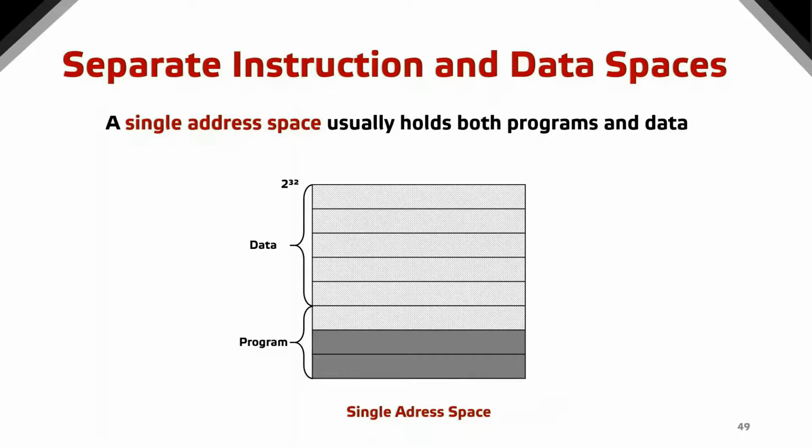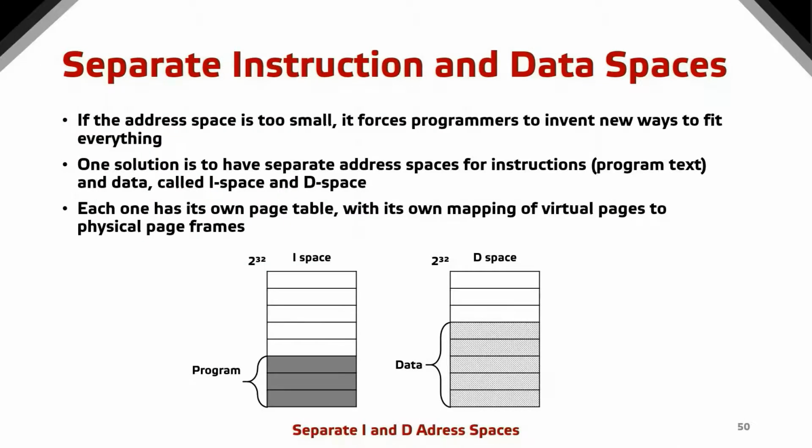However, if address space is too small, it forces programmers to stand on their heads to fit everything into the address space. One solution is to have separate address spaces for instructions and data, called I space and D space. Each address space runs from 0 to some maximum, typically 2 to the power of 16 minus 1 or 2 to the power of 32 minus 1.